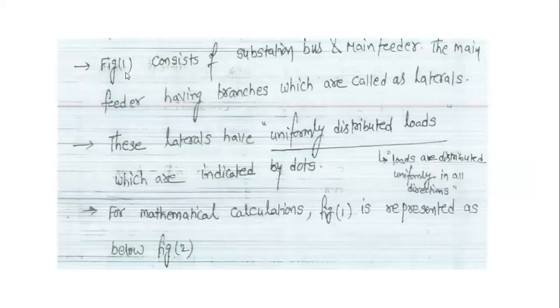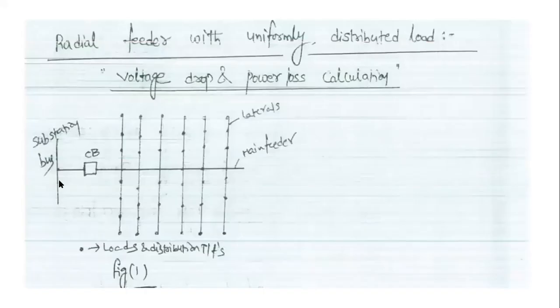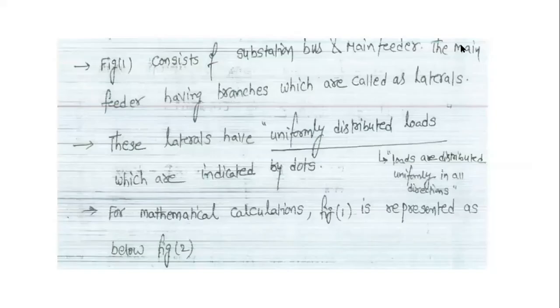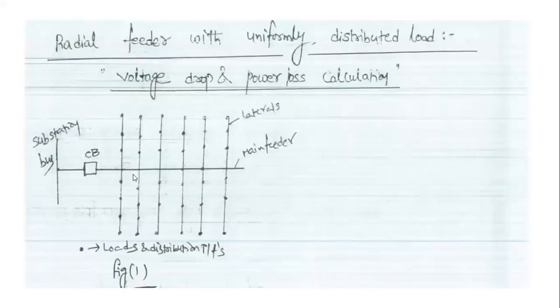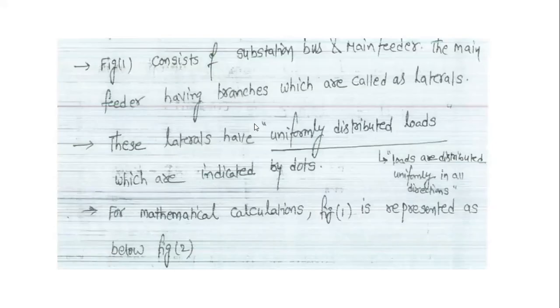Next, this is figure 1, consisting of a substation bus and main feeder. This is the substation bus and main feeder. The main feeder has a number of branches, which are called laterals.